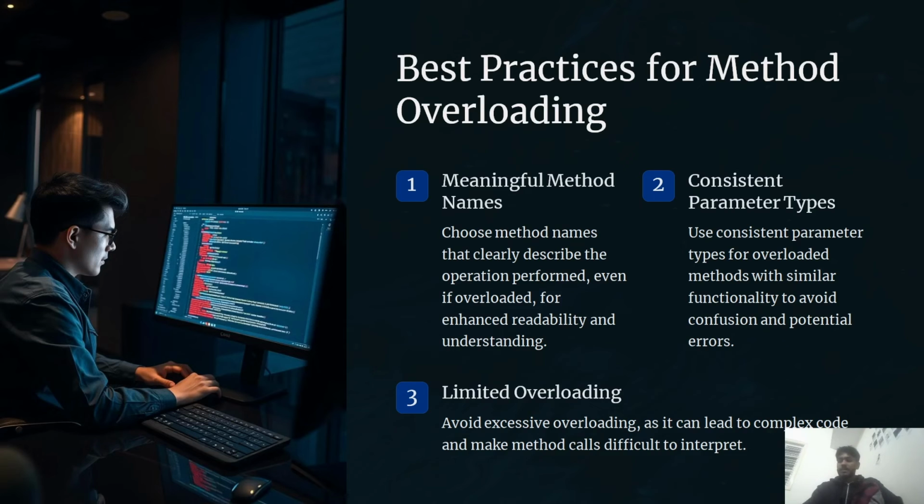Best practices for method overloading. Meaningful method names. Choose method names that clearly describe the operation performed, even if overloaded, for enhanced readability and understanding. Use consistent parameter types. Use consistent parameter types for overloaded methods with similar functionality to avoid confusion and potential errors. Limited overloading. Avoid excessive overloading as it can lead to complex code and make method calls difficult to interpret.